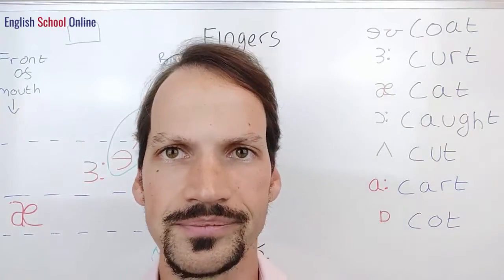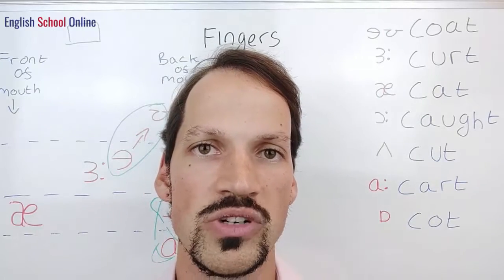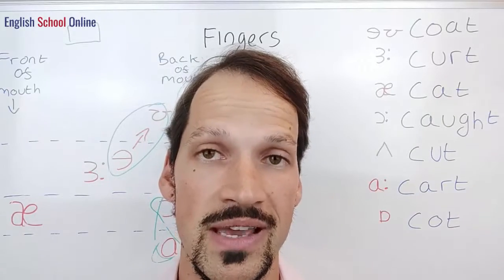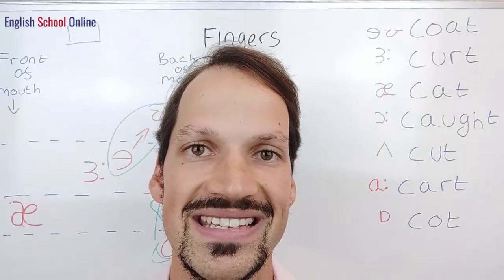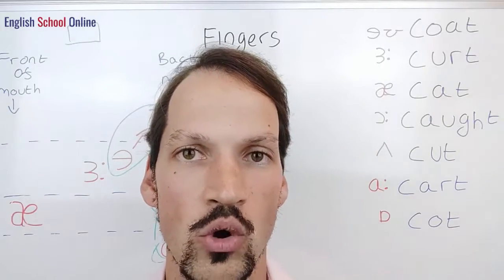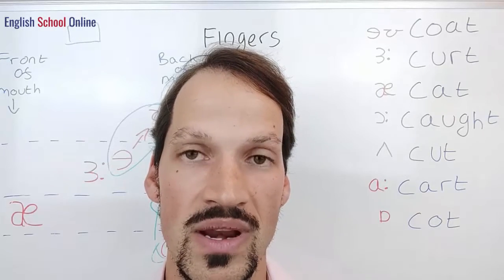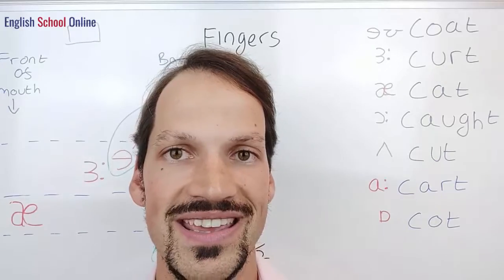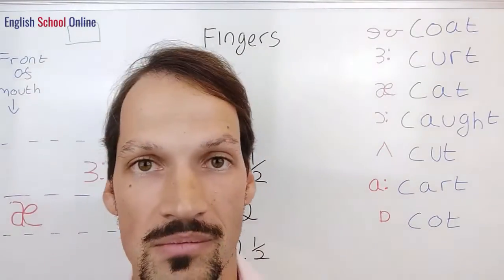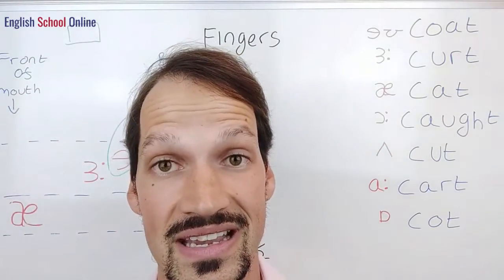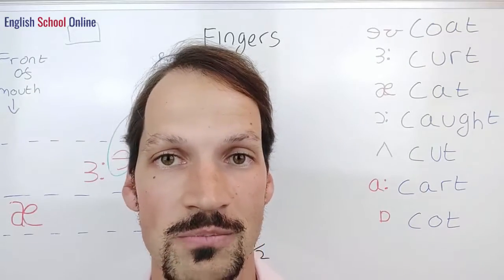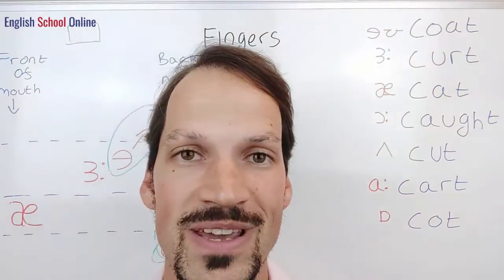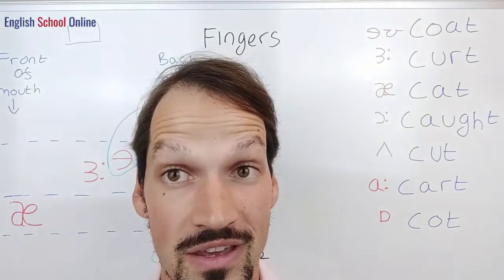So I'm going to say the first one: I bought a coat on Tuesday. He was very curt with me when I spoke to him. My cat is doing well. I caught a cold when I went out in the winter snow. I cut myself when I was in the kitchen the other day. What was next? My shopping cart in Amazon is full of things that I want to buy. And finally, cot: I just bought my baby a new cot. Okay. Can you hear the difference?